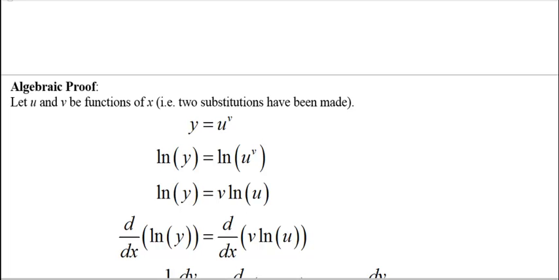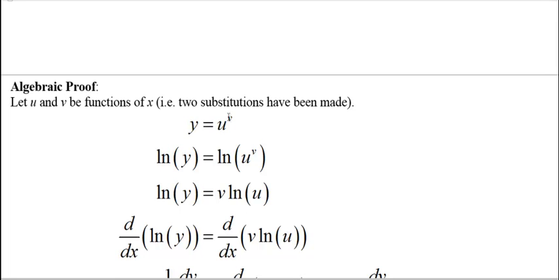So let's suppose that we take an expression that just has a base and an exponent, but both the base and the exponent are variable expressions. They both have x's in them. So let's make two substitutions. Let's let u be the base and v be the exponent. So u and v are both functions of x. We've made two substitutions. Now we've got a variable up in the exponent and you want to get your hands on it. What do you do? Well, you throw a log at it to knock it down.